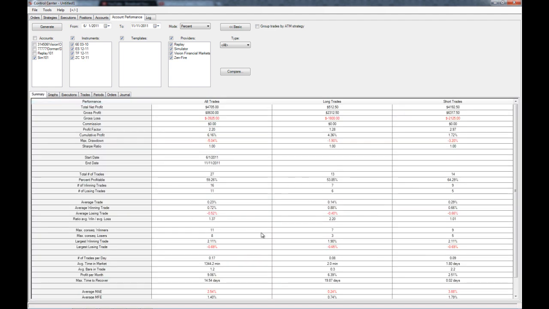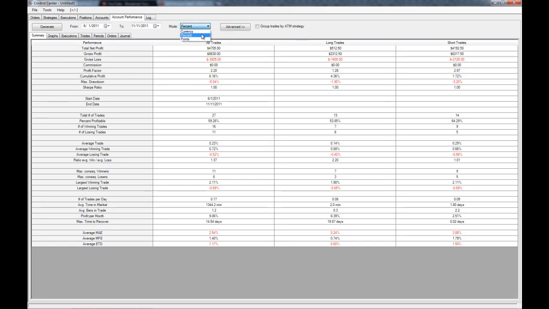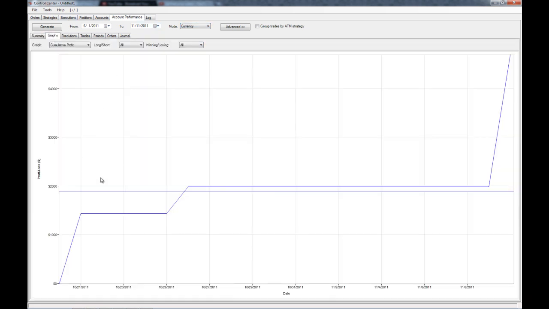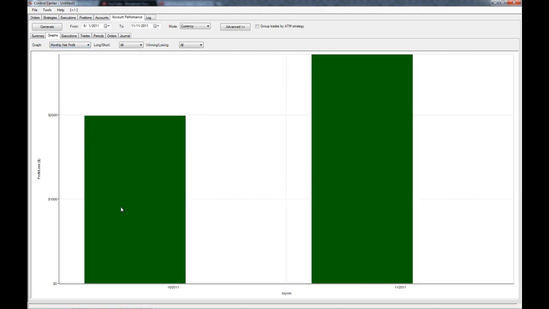I have all this, which is basically a statistical output, and I can change the mode from currency to points to percent. I'm going to go back to currency. But I also have these graphs. This shows my cumulative profit over the time period. I can change it to my daily net profit, which shows not only which days I placed trades, but also what I made on each day. I can go to monthly net profit, which shows it broken down by month, and weekly.